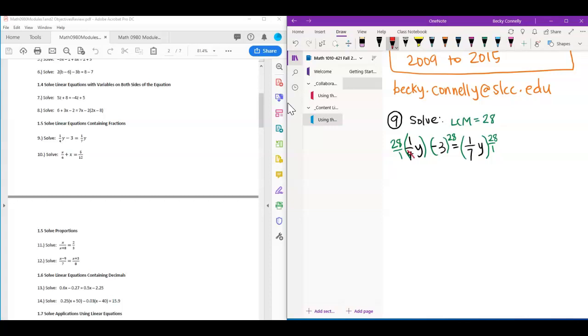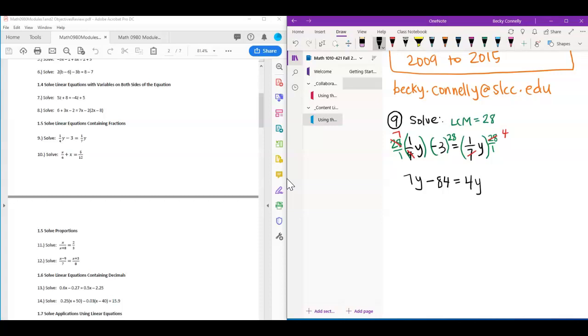All right, and again, we're just taking each term and simplifying it. So 4 divides into 28 7 times, and then 7 times 1y gives us 7y. All right, and now I need to do the 28 times 3. What do we get there? Let's see. 4, 6, 84. And then on our last term, 7 divides into 28 4 times. So 4 times 1 times y is 4y.